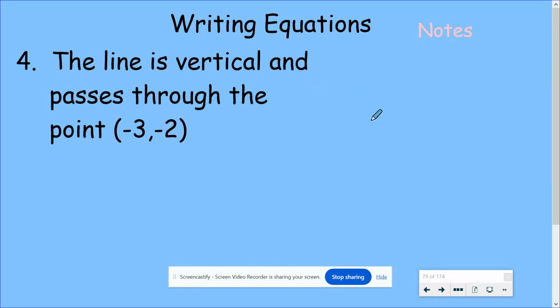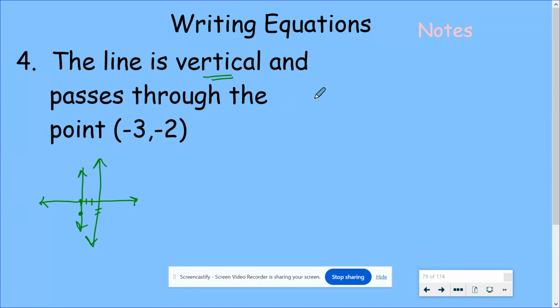In number 4, we are going to do something very, very different. The information we're given is the line is vertical and it passes through the point (-3, -2). So, as always, when you're not really sure what's going on, to sketch it is always a great idea. So (-3, -2) would be about here. And we know the line is vertical, which goes straight up and down.